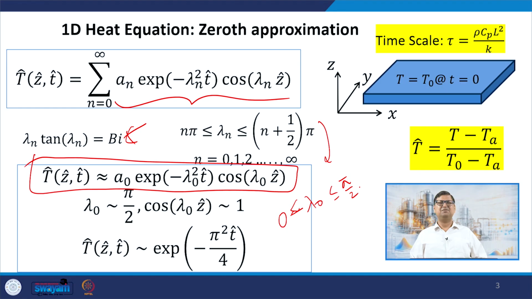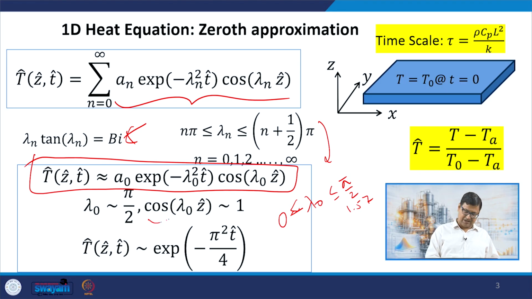So, I can say lambda naught scales as pi by 2. Not very accurate, but think about it: it is in the range 0 to pi by 2, which already sets some kind of a scale, like pi by 4 or pi by 6, and pi by 2 is still something like 1.57. So, it is between 0 and 1.57. As a first approximation, we can imagine that lambda naught scales as pi by 2. It just sets an order of magnitude, nothing more. It is not the actual value.